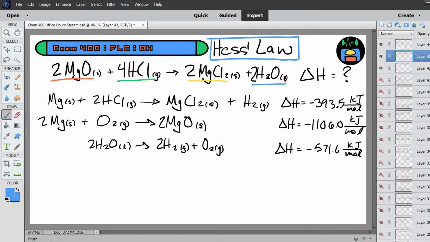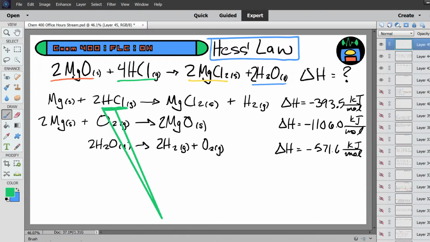Now, the first thing that jumps out to me, and again, there's no right way or wrong way, so don't get tripped up over where's the right place to start. There's no right or wrong place per se. I tend to look for reactants or products that are only in one reaction. So, for example, you'll notice that H2 shows up in a couple of these, right? O2 shows up in a couple of these, but there's only one reaction with HCl.